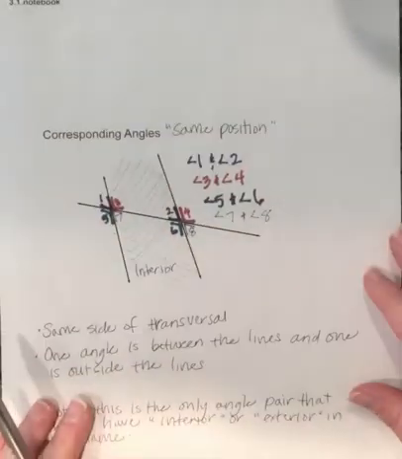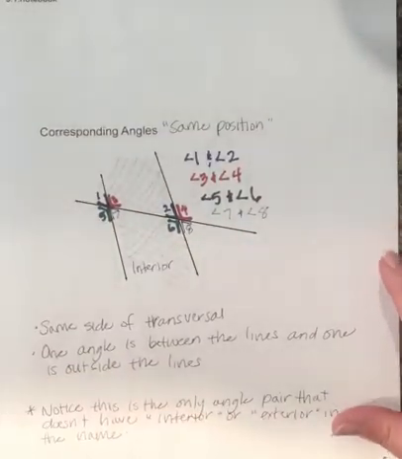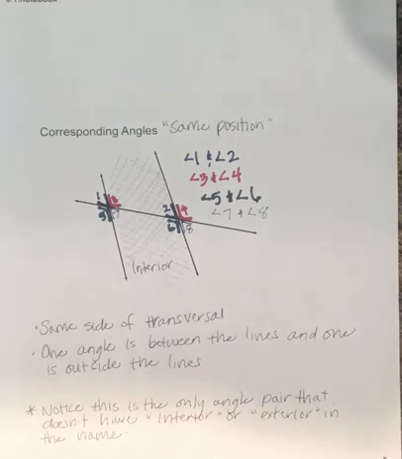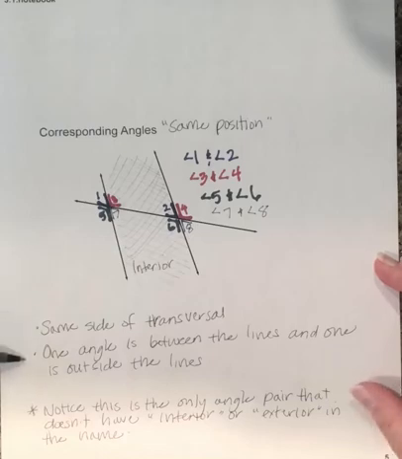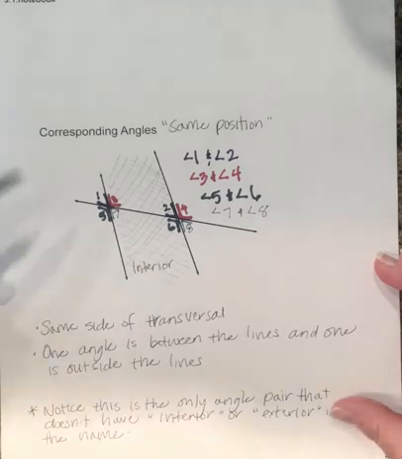The last angle pair are called corresponding angles. So corresponding basically means the same position. There's quite a lot of pairs of these. Okay, so corresponding angles, they're on the same side of the transversal, but one angle is between the lines and one is outside the lines. Okay, so again, you have to think of that idea of same position.